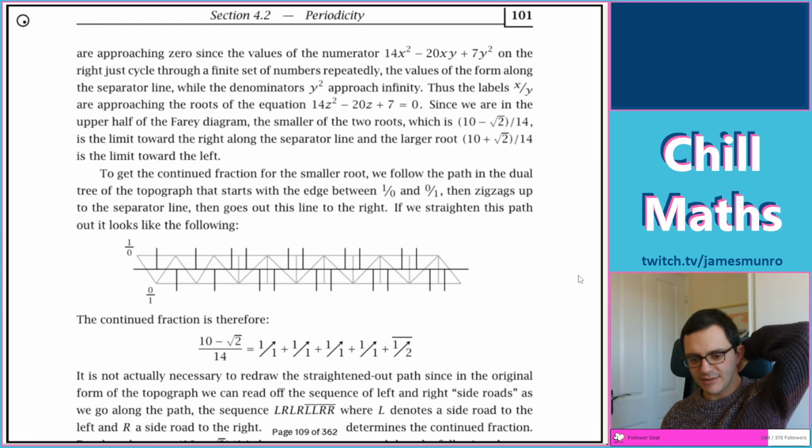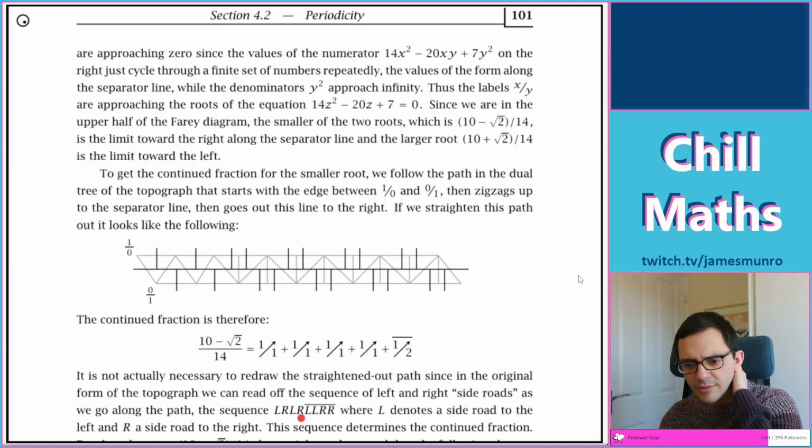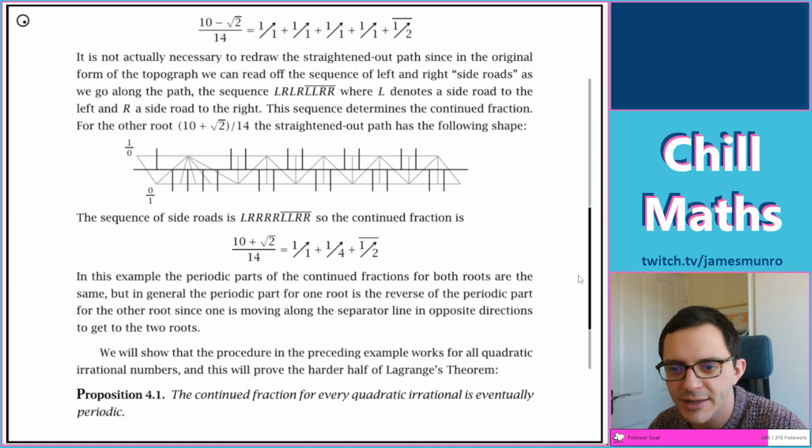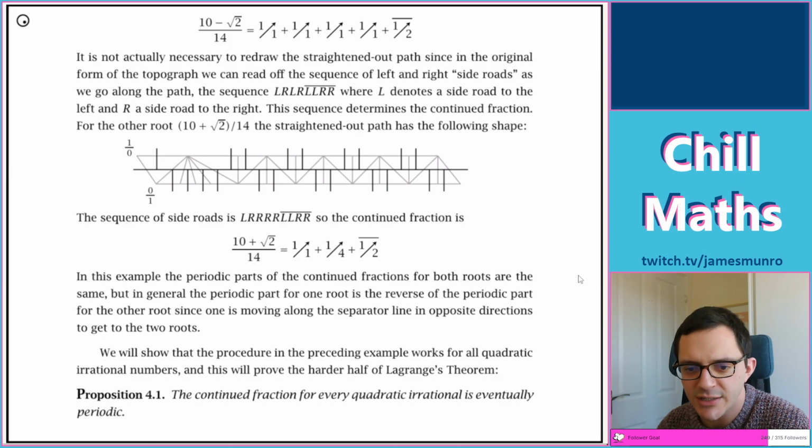It's not actually necessary to straighten this out. Oh right, there's loads. Why have we got so many? I'm drawing in the continued fraction in grey underneath. Sort of repeating strip. Okay. Right, good. Yep. So you count it out, and that gives you the continued fraction. I feel like we've seen this before, sort of.